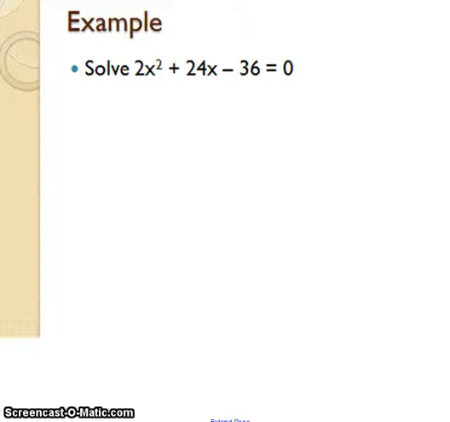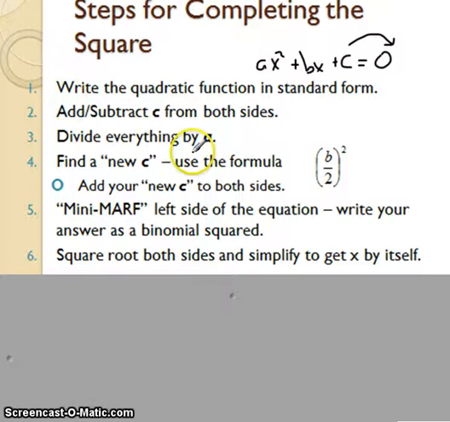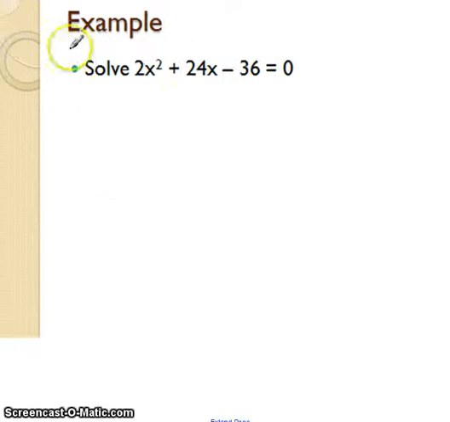Let's do another example. Here we have a situation where I have to divide everything by 2. And let's go back. You wrote down that you have to divide everything by a. A is the number in front of the x squared term. So here we have a is equal to 2, b is equal to 24, and c is equal to negative 36. And we cannot complete the square if a is not equal to 1.